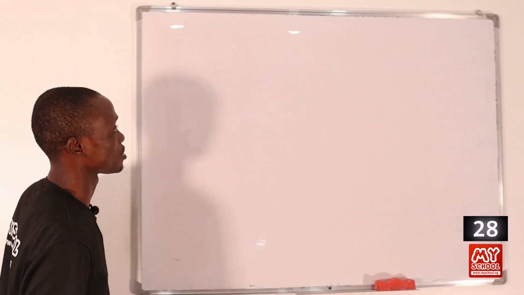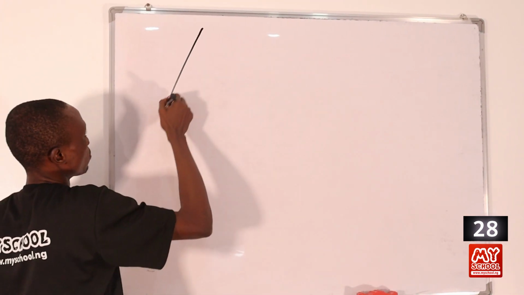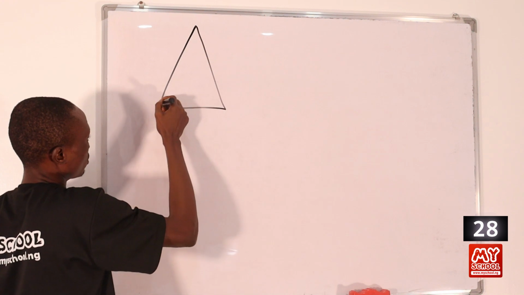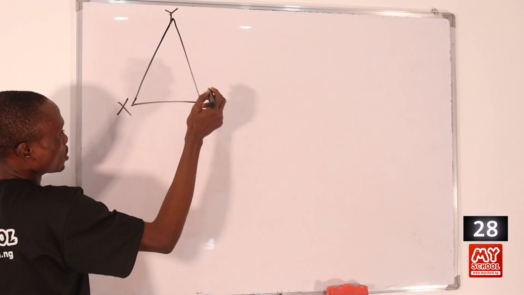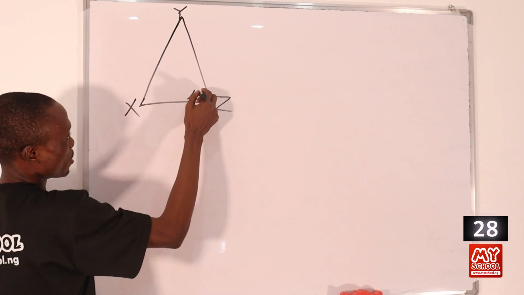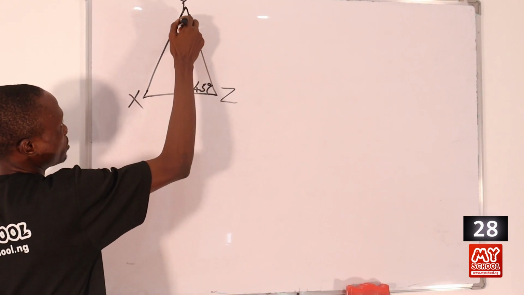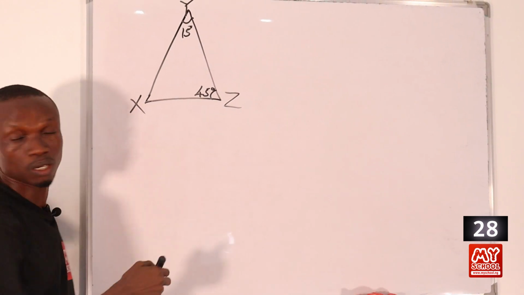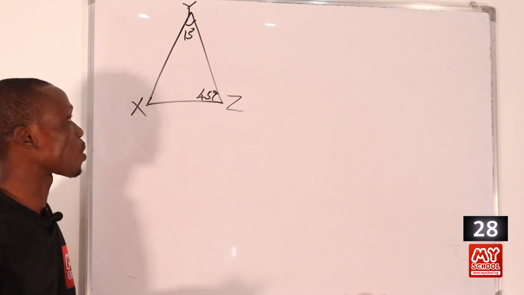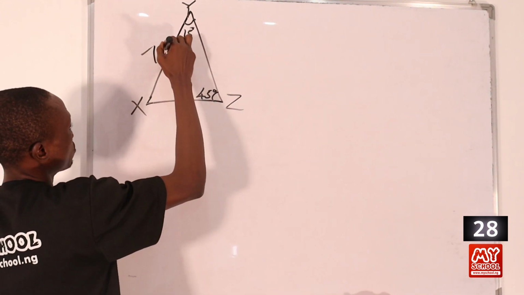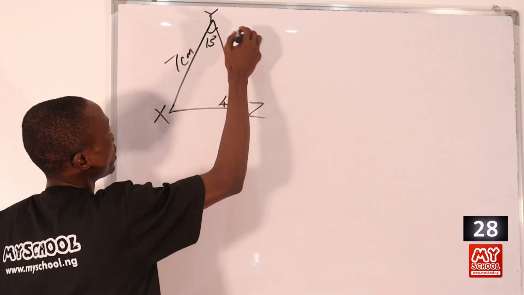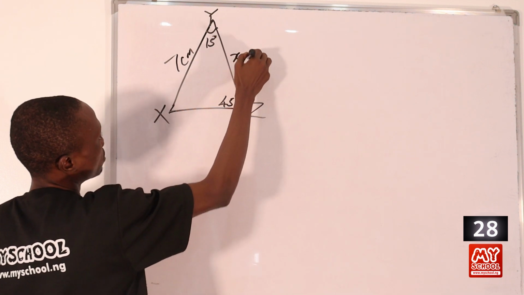So first thing first is to sketch the triangle. So this is a sketch of the triangle. We'll call here X, we call here Y, and we'll call here Z. We are told that angle Z is equals to 45 degrees, and angle Y is equals to 15 degrees. And we are told that line XY is equals to 7 centimeters, sorry, that we should find line YZ.